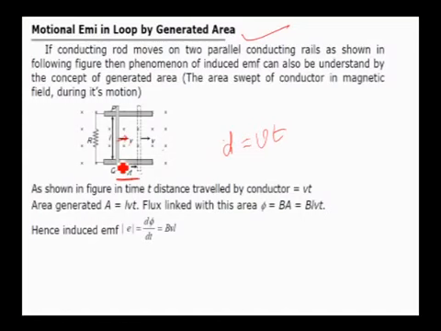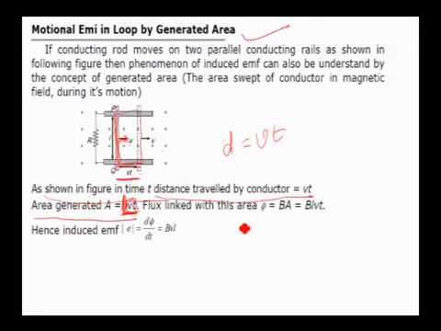By the time the conductor moved from this point to this point, it has swept some area. As shown in the figure, the distance covered by the conductor is v into t. The amount of area generated is nothing but L into Vt, where Vt is the distance and L is the length. So this is just like a rectangle. You know, the area of a rectangle is length into breadth. If the breadth is the distance covered by the conductor and this is the length, it has swept some area equal to the rectangle area, which is length into breadth. This Vt indicates the breadth and L indicates the length.